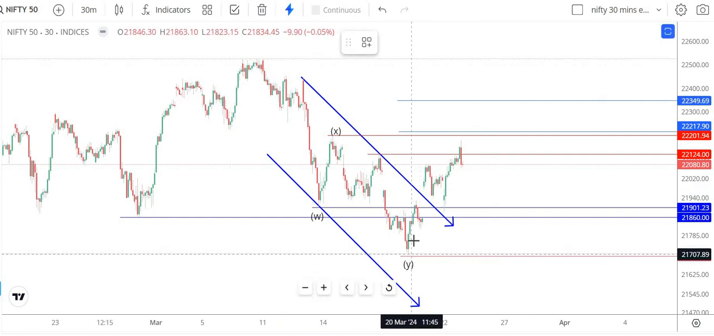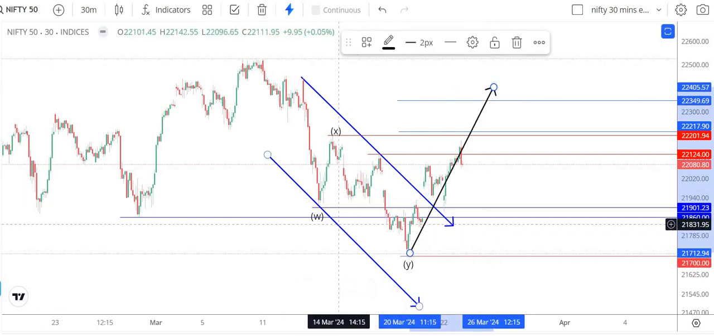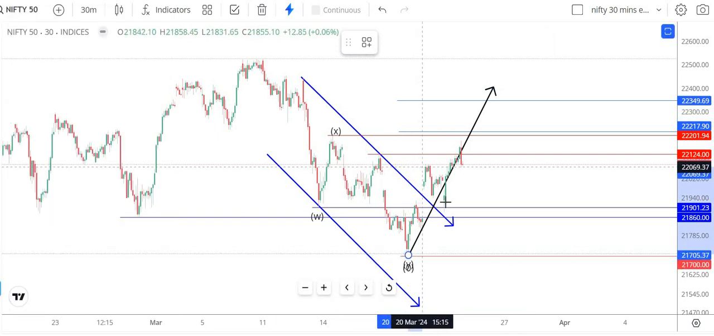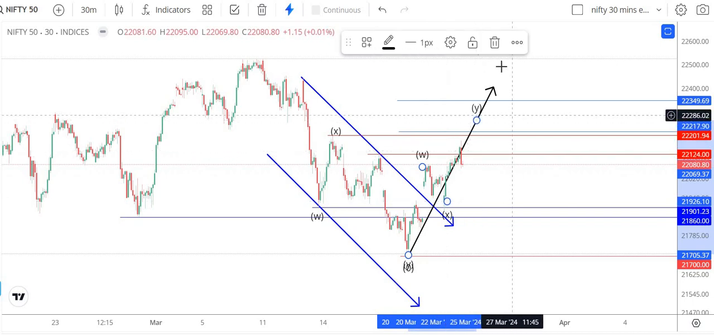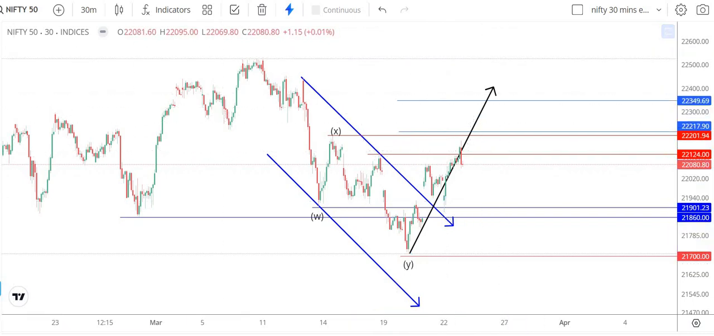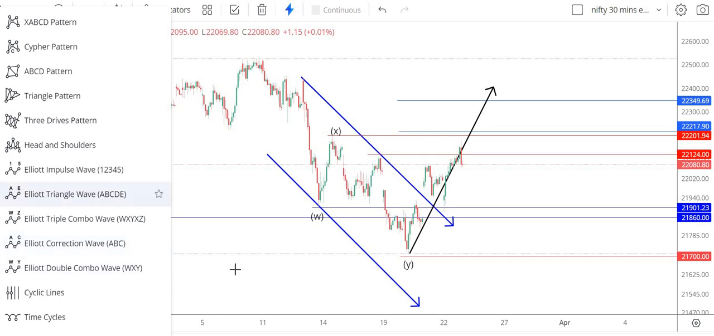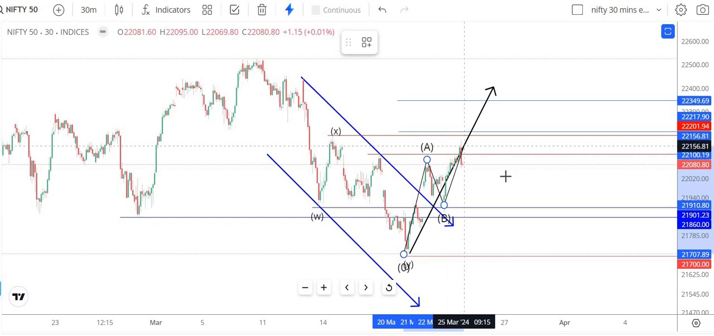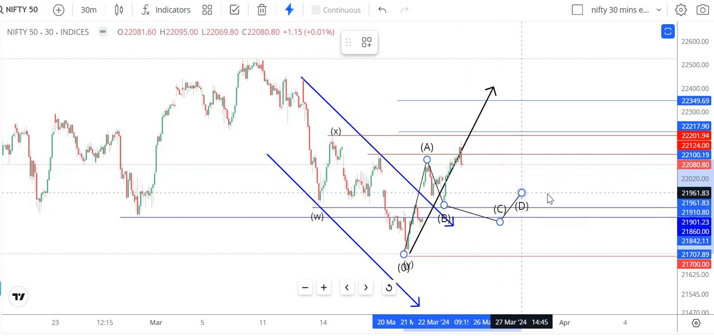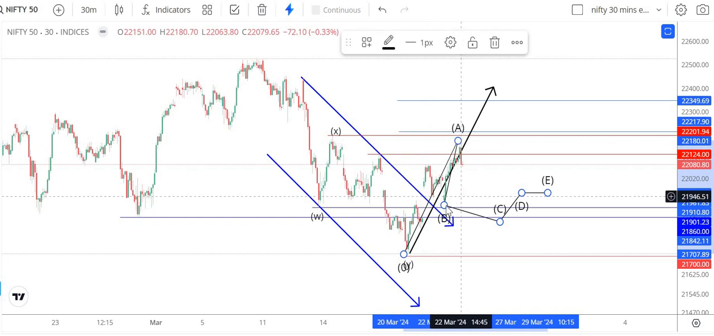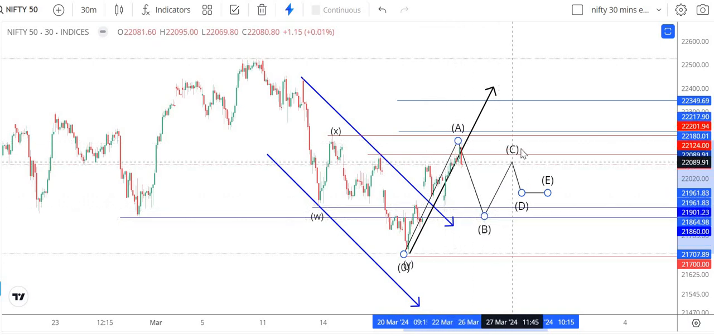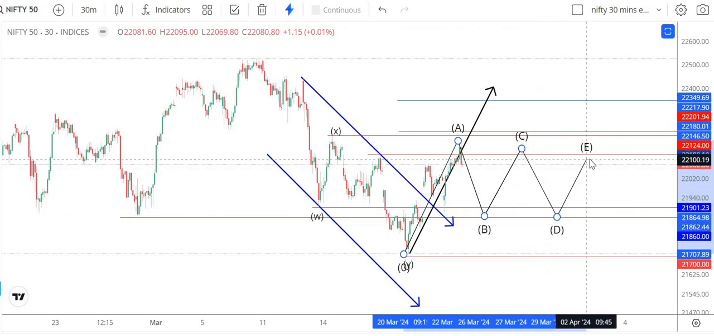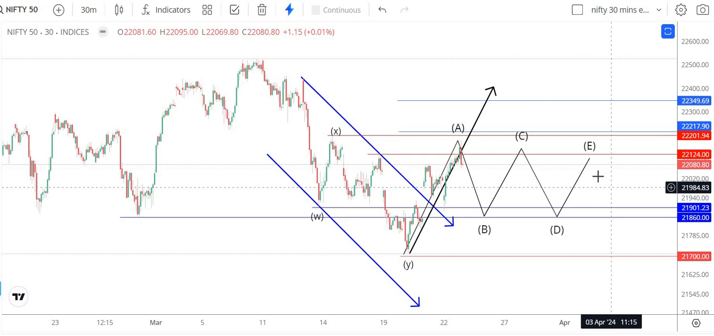Simple. It can be something like this, where again something like W, X, Y may come. Or it can be a triangle, A, B, C, D, E, something like this it can be.